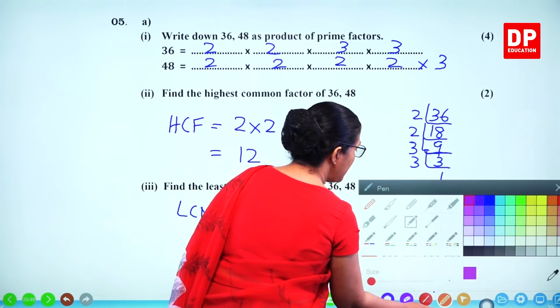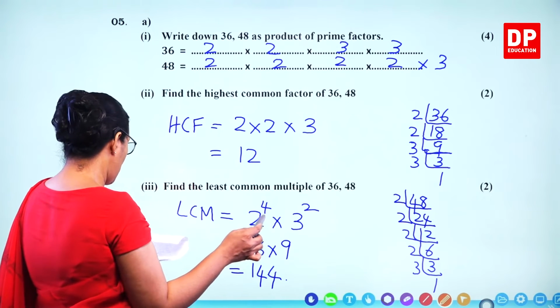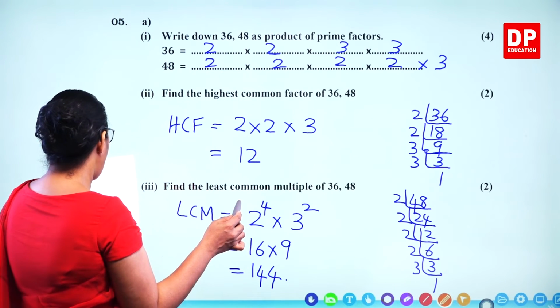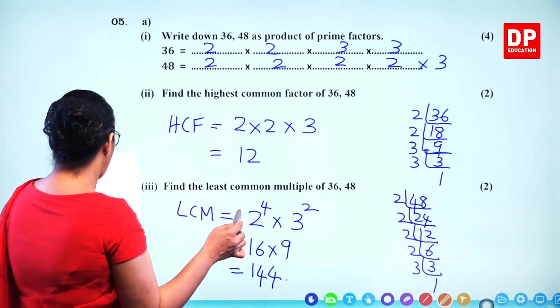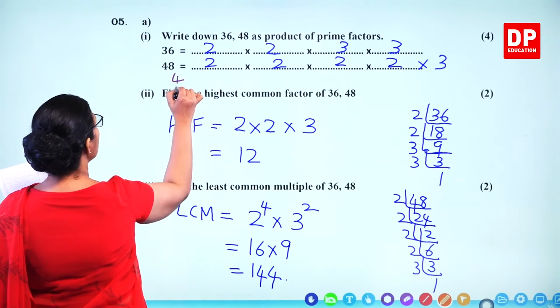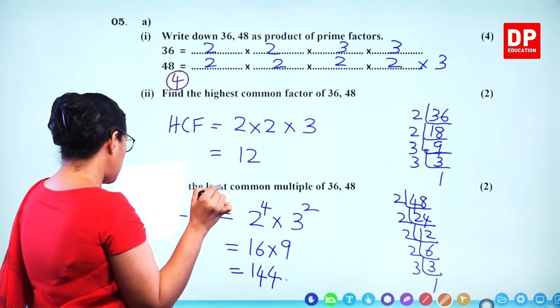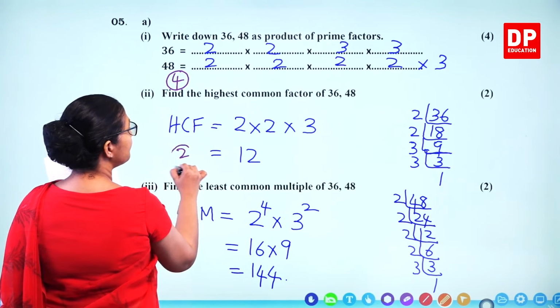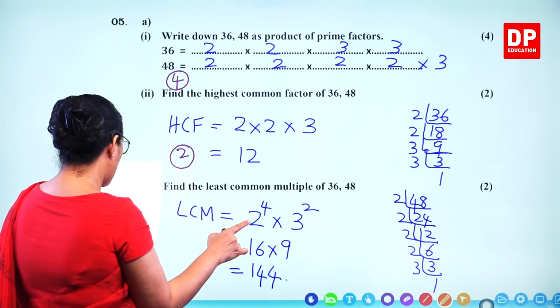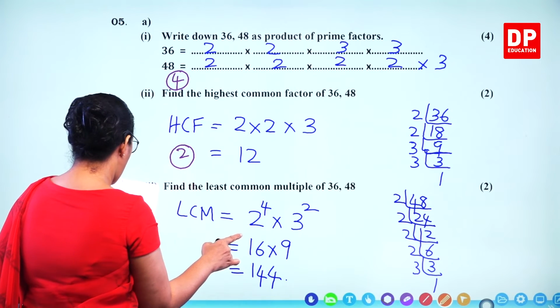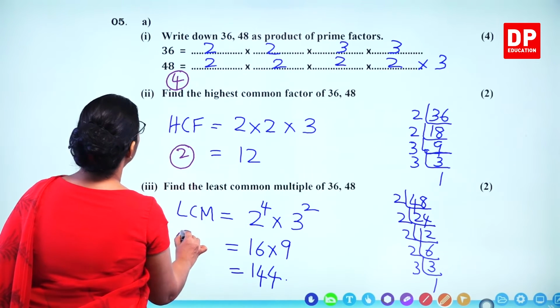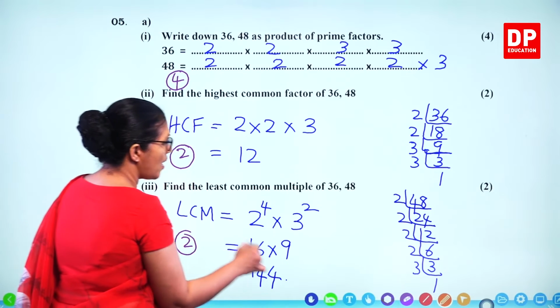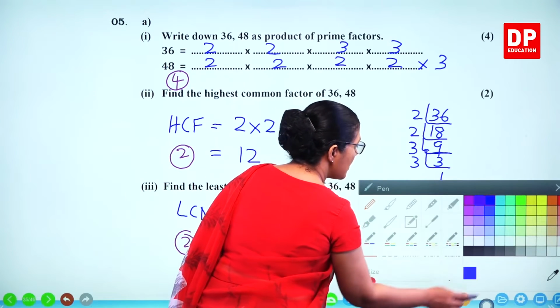144 is the least common multiple. So let's give marks. 4 marks for this one. Writing down factors, 12 is 2 marks, and 144, 2 marks. 8 marks here.